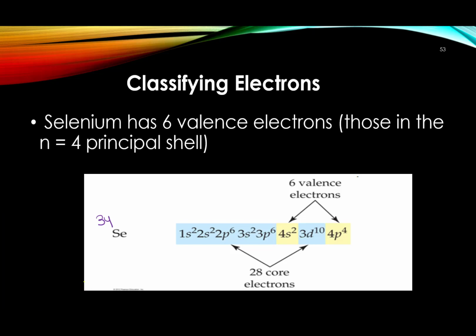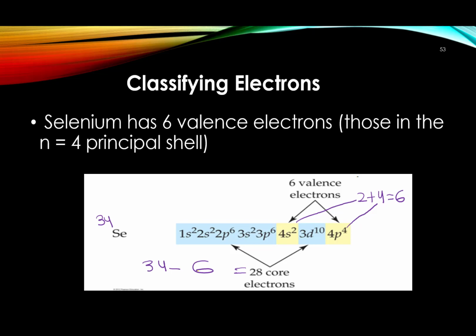That's why selenium has 6 valence electrons. It's 2 plus 4, which is 6, and it has 28 core electrons. Why? Because 34 minus 6 is 28. That's how we figure out core and valence electrons.